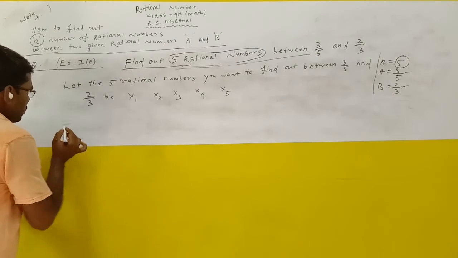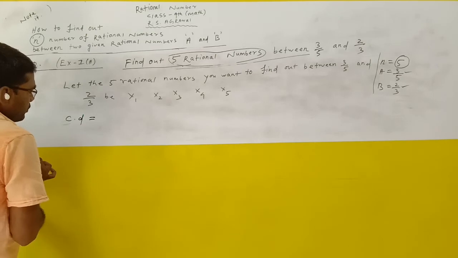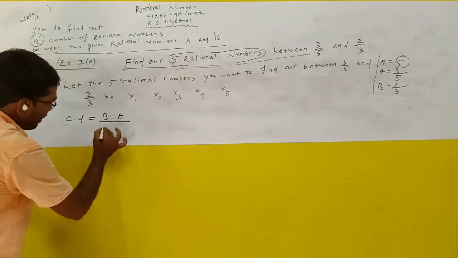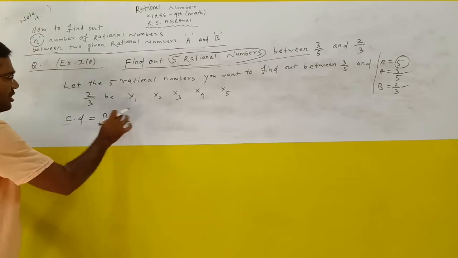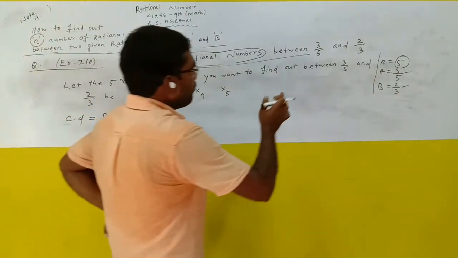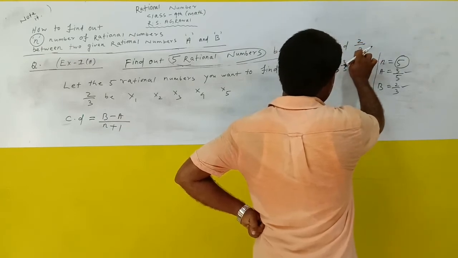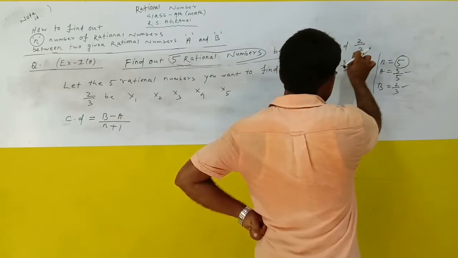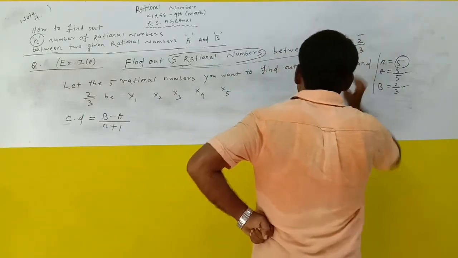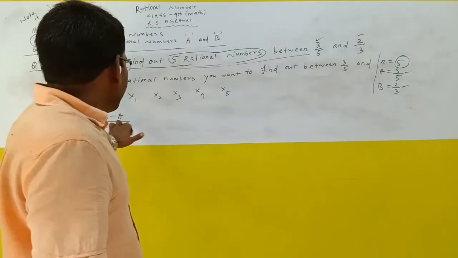First, you will need to find out the common difference. The formula is b minus a divided by n plus 1. b minus a is the difference or the distance from a to b, from 3 by 5 to 2 by 3, because these two are your given rational numbers. So first you have to find out the difference between these two, which indicates b minus a. Then divided by n plus 1.